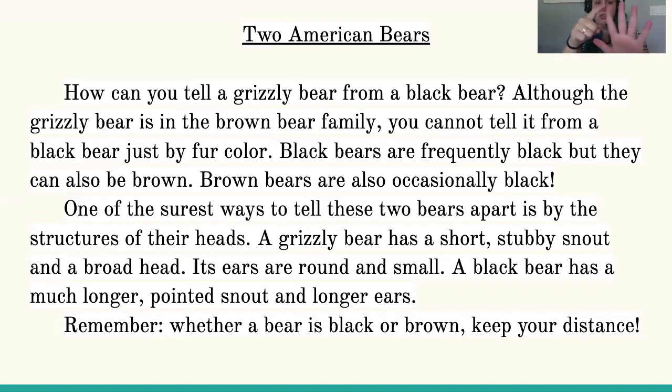Description, sequence, cause and effect, problem solution, and compare and contrast. I'm going to say that even though there is description in here, not necessarily all description, because one of these other ones supersedes the description that we see.